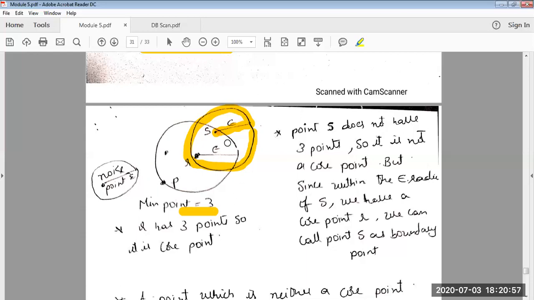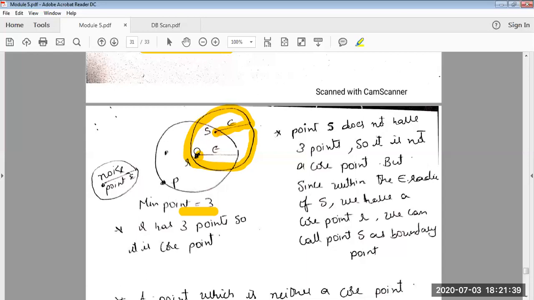So we can declare S as a boundary point, but there is one more small condition to it. You can declare S as a boundary point only if it includes any one of the core points. For example, I have drawn a circle here. You can see within the circle there is one more point R, and that is a core point. Once again, I'm repeating: any point can be declared as a boundary point if, within the epsilon radius, there is a core point.